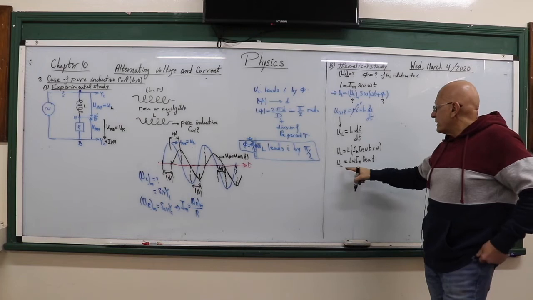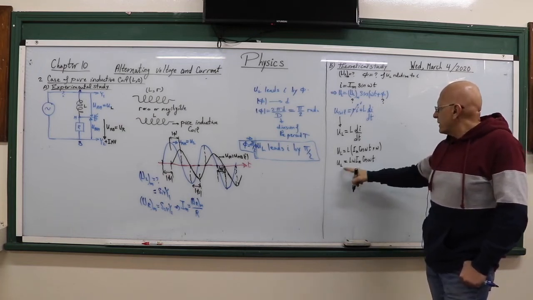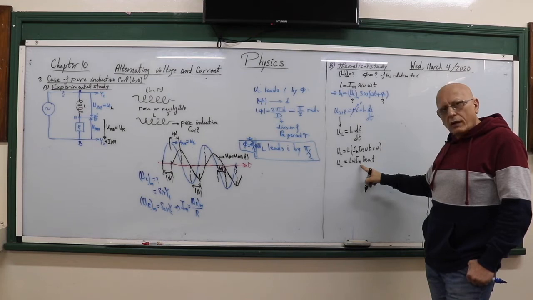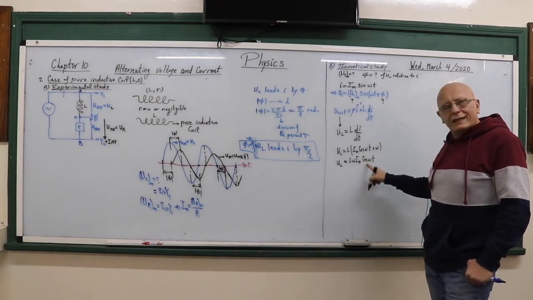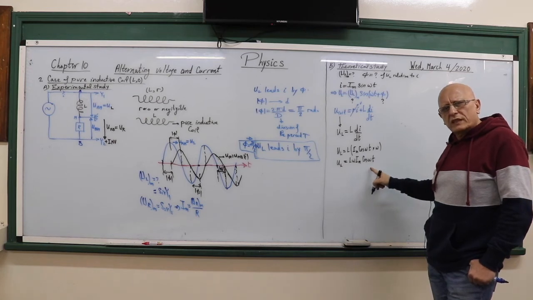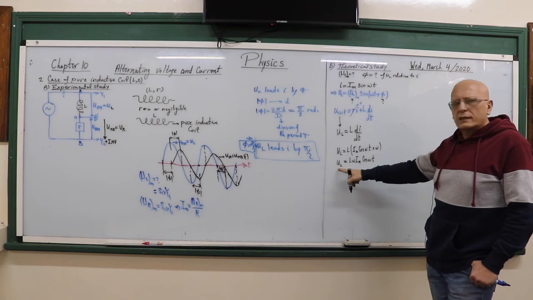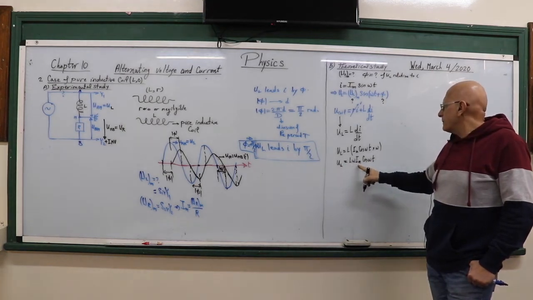As you see here, what is the maximum value of UL? This is the maximum value of UL, L omega Im. Can you say why? Yes, because UL increases as cosine omega t increases. So UL will be maximum when cosine omega t is maximum, equal to 1. Substitute 1 and you will get UL maximum equal to L omega Im.